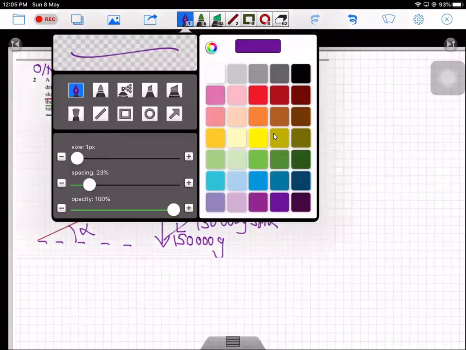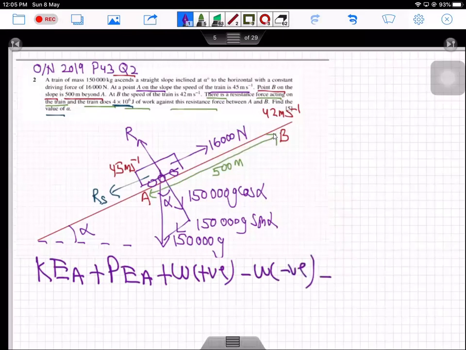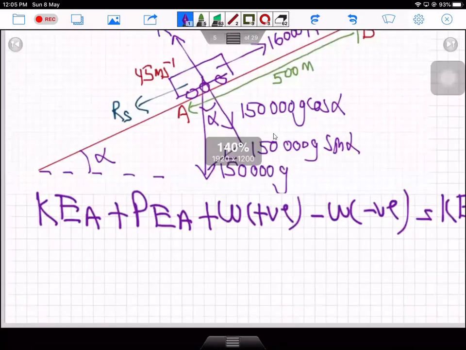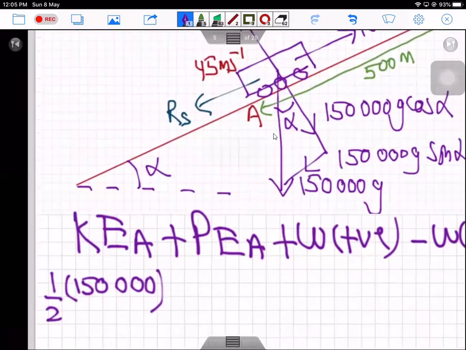So I can say that kinetic energy at A plus potential energy at A plus work done positively minus work done negatively is equal to kinetic energy at B plus potential energy at B. Here you go. So kinetic energy at point A will be half multiplied by 150,000 multiplied by 45 square plus the potential energy at A.